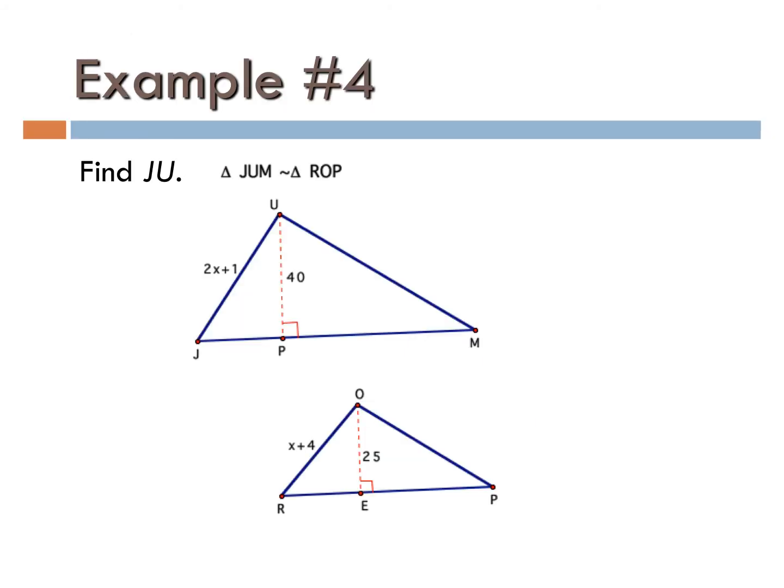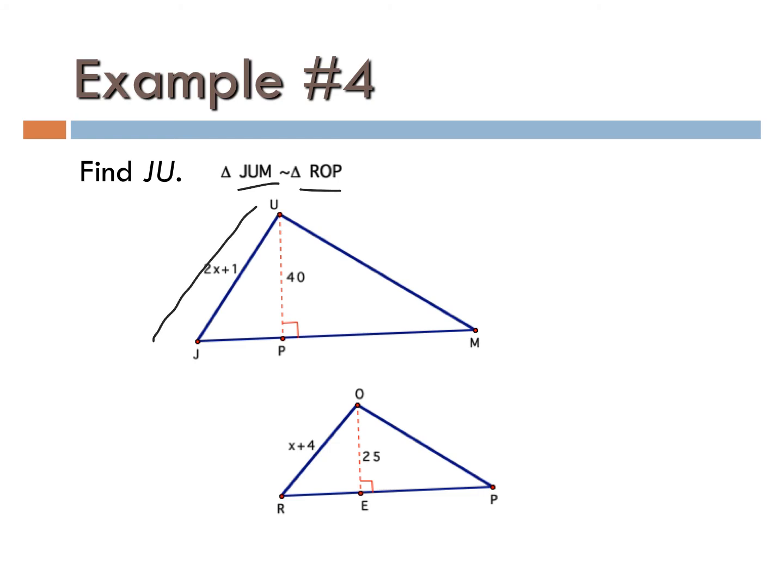Last problem here is example number 4. We're going to find JU. And we're given that triangle JUM is similar to triangle ROP. So this is actually not an angle bisector problem. It's just similar triangles. So what I always try to take notice of is, are these written or drawn with the same orientation?